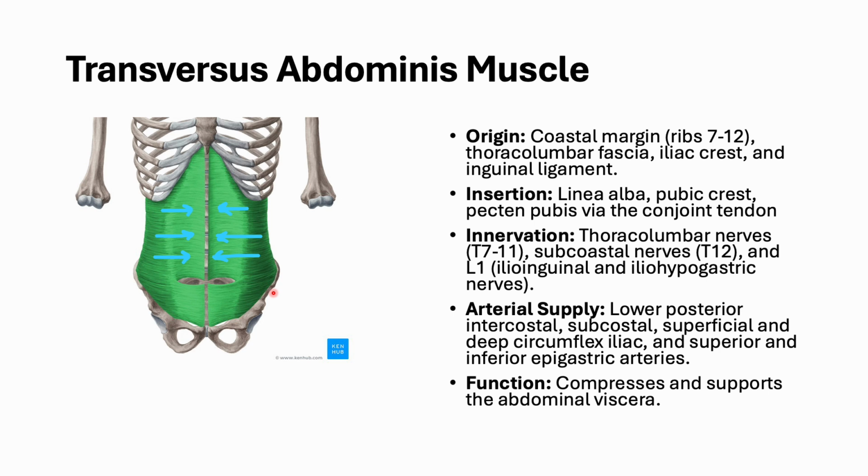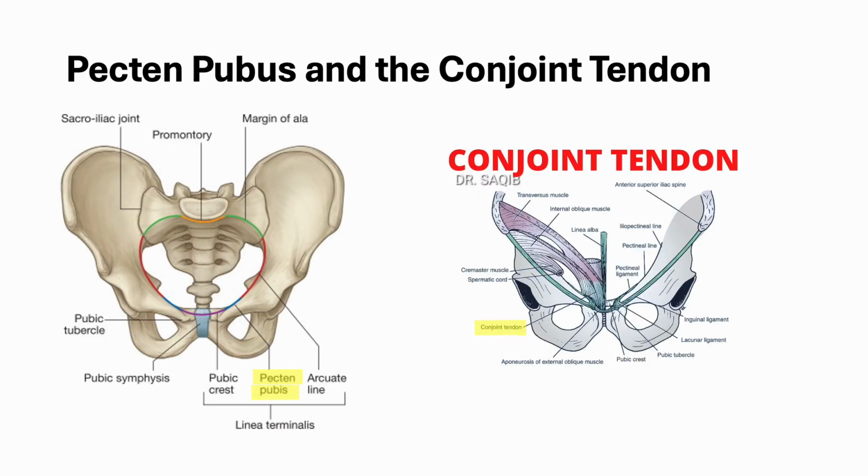And then we have innervations again from T7 basically to T12 and L1. And I'm not going to repeat the arterial supply or the functions because they're the same as prior.